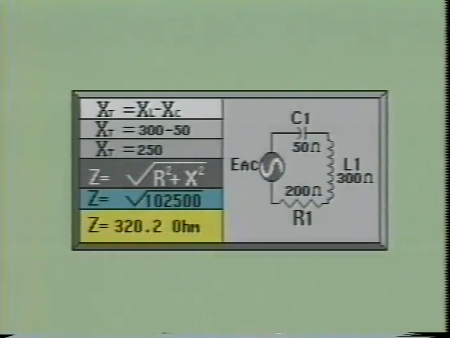We start by subtracting the capacitive reactance from the inductive reactance. Next, we square the resistive value and the reactive value, then add the two sums together. Next, we take the square root of this value. We see that the impedance of this circuit is 320.2 ohms. It is important to understand, however, that this formula will not apply to parallel LC, RC, RL, or RLC circuits.